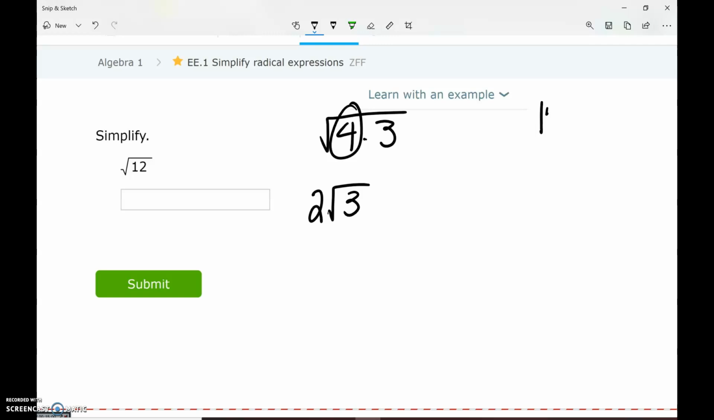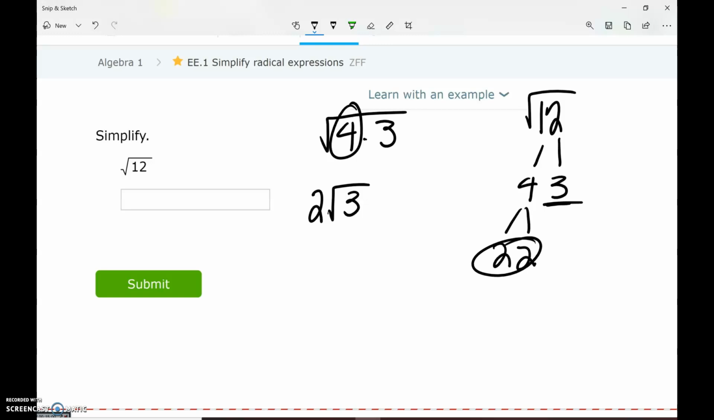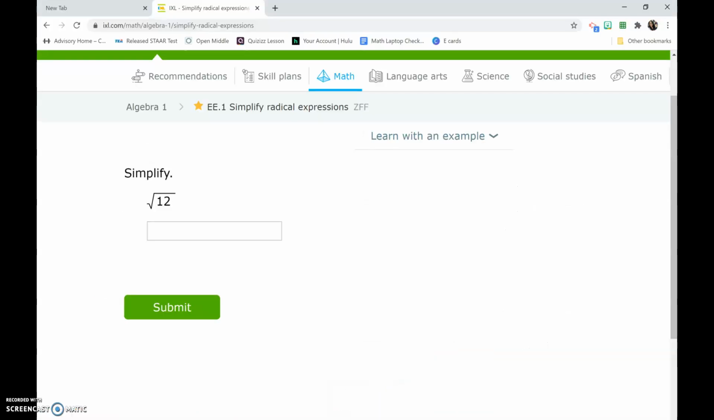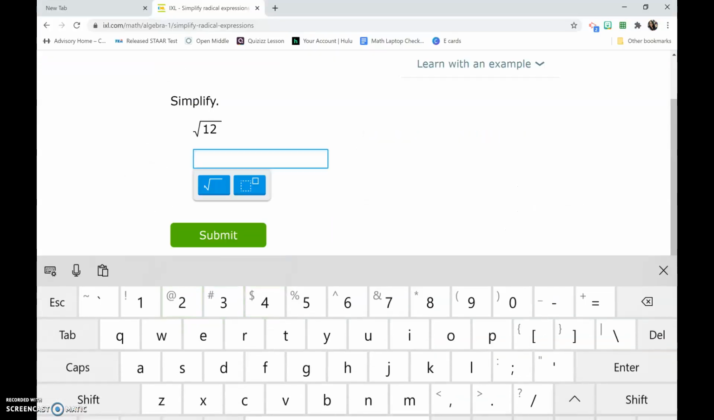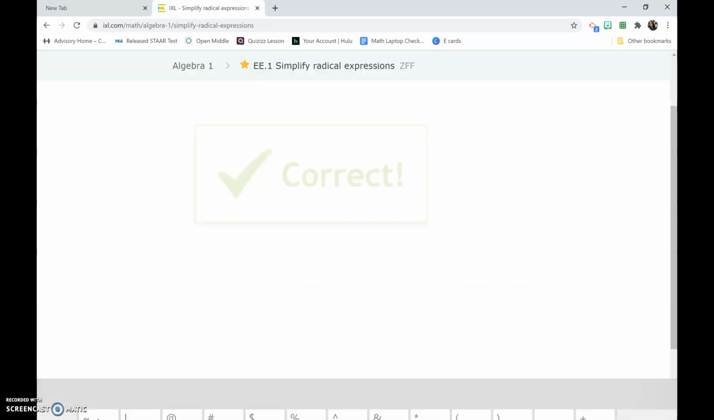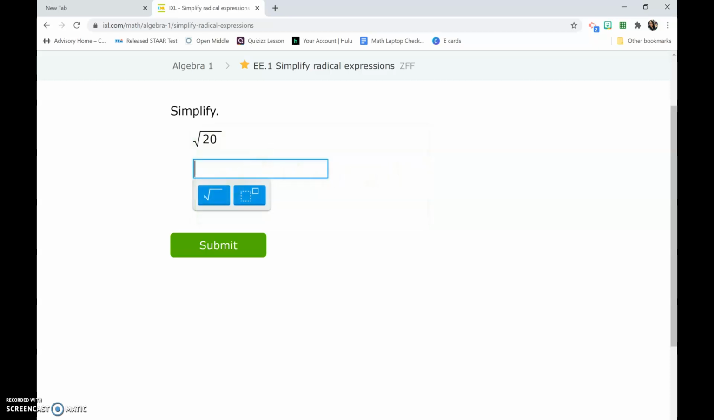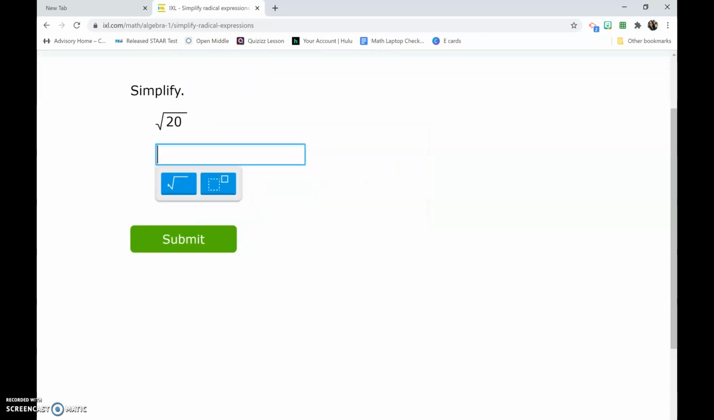If you don't like it that way, again, you can do the prime factorization. I have 4 times 3. I can keep going here, 2 times 2. So my 2's are a pair, and I'm going to underline what's left. So 2 is coming out, and my 3 is staying in. Okay, so let's go and check IXL and see if we got it right. So we need to make sure we're clicking here to get that square root. And we're going to put 3 inside. And we got it correct. Let's look at another one.